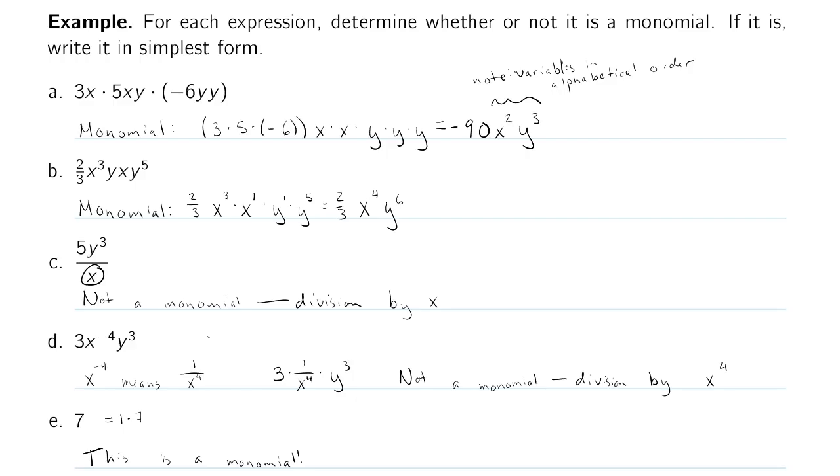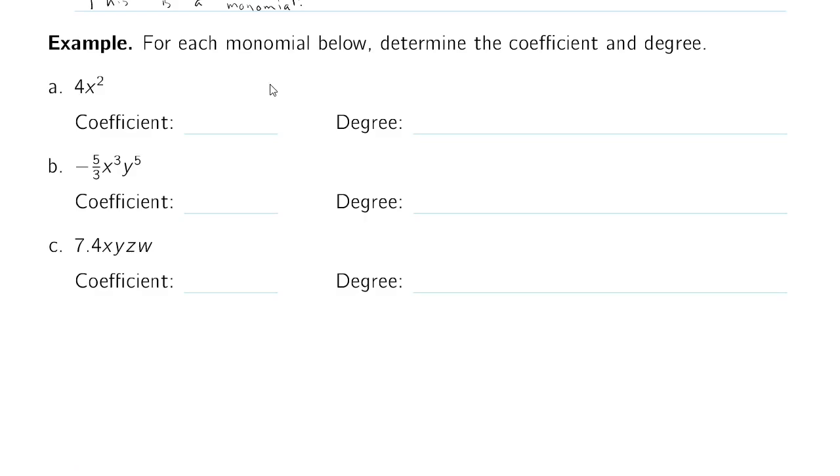Now that we can identify a monomial and simplify one, write it in its standard form, let's consider the degree and coefficient of some monomials. So the monomial 4x squared, the number we're multiplying by is 4, so that's the coefficient. The exponent is a 2. There's only one variable factor and it appears twice, so the degree is just 2 because of the x squared.